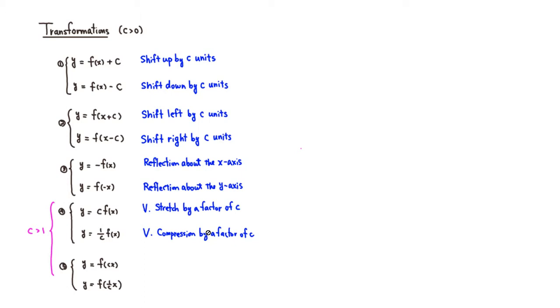Similarly, if you multiply by c inside the parentheses, you get horizontal stretching and horizontal compression. If you multiply x by c, it's actually a horizontal compression. And if you divide by c, it's a horizontal stretching. I'm going to write that down. So let's see what happens to the picture using software called GeoGebra.